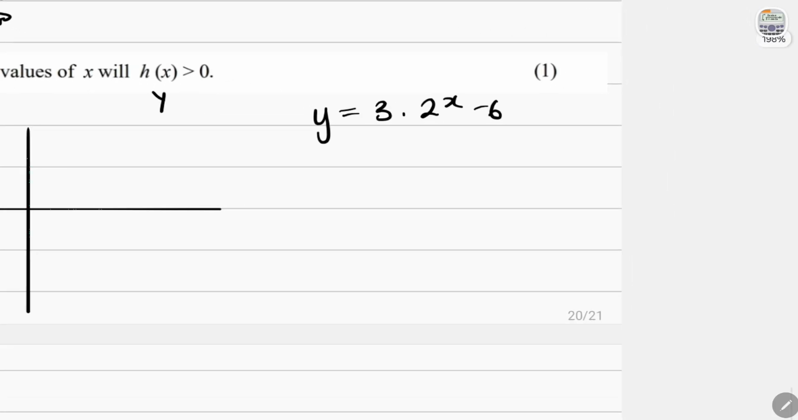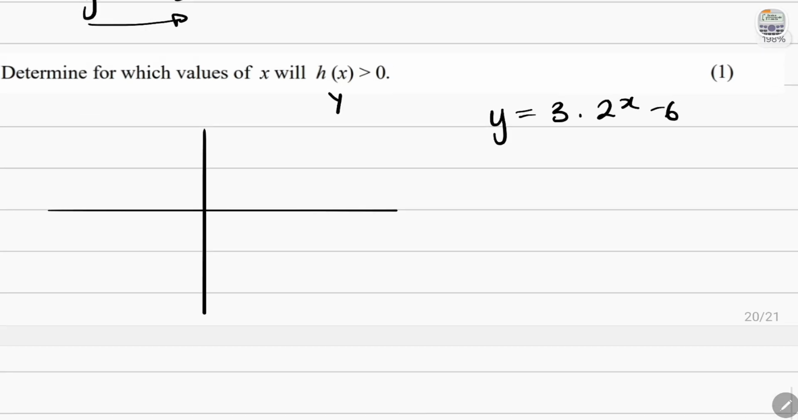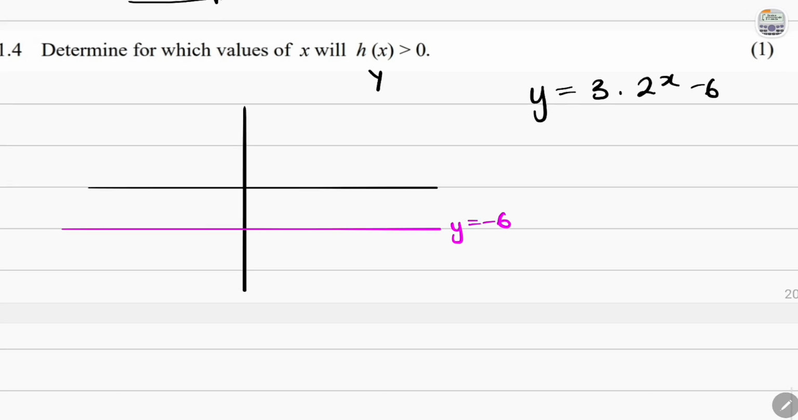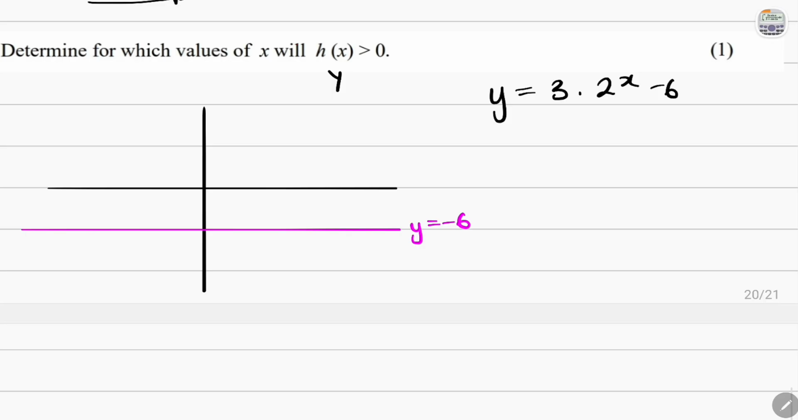So certain values will tell you what your graph looks like. To find out whether your graph is above its asymptote, we need to know where its asymptote is first. It's at -6, right? So it's y equals -6. This is the line y equals -6. To find out whether your graph lies above the asymptote or below the asymptote, we look at the following.